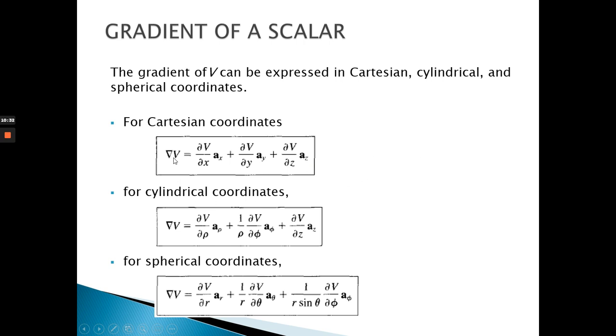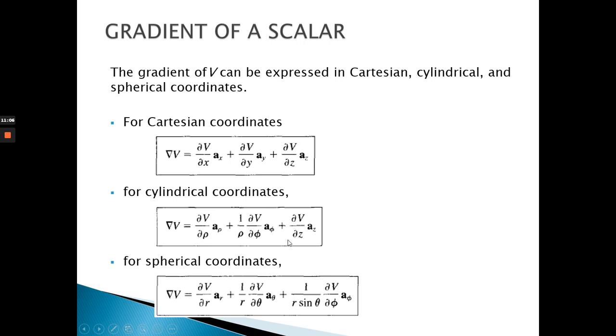Let's go for the Cartesian coordinate system. We are talking about the gradient of a scalar. Let's say we have a V, so we just multiply with the del operator. So ax, ay, and az will be there, right? But for cylindrical, it will change. It will become d rho, right? The x will be replaced by rho, y will be replaced by rho d phi, and z will be replaced by z. It's similar, right? But you need to remember this one.